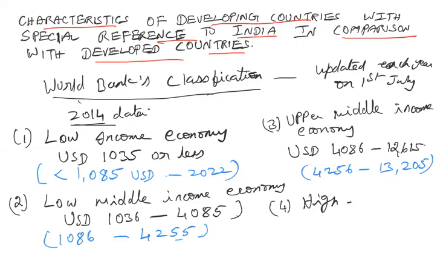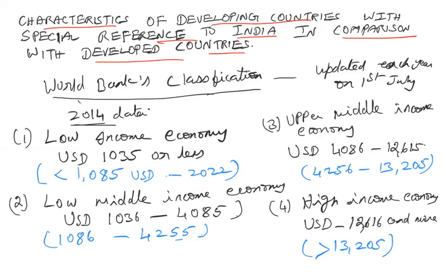high income economy. They are those countries which have more than 12,616 US dollars and more. And the current, as per the recent estimate, is more than 13,205. So any country whose average per capita income is more than 13,205 is termed a high income economy. So this is how the countries of the world are classified by the World Bank.